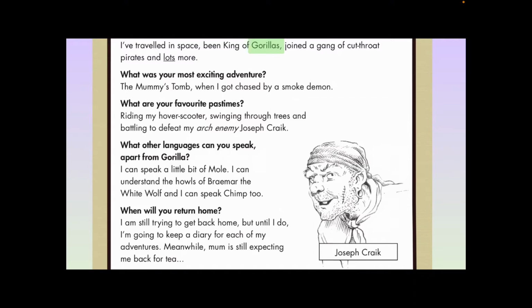Aha, so this question here, what other languages can you speak apart from gorilla? This must mean that the person who is asking the question knows that Charlie can speak gorilla. Now, if he can speak gorilla, the language of gorillas, then he must have met them in the past. So these are 2 good pieces of evidence to suggest that Charlie has met gorillas.